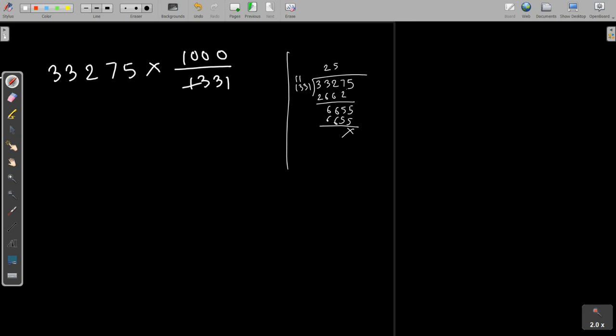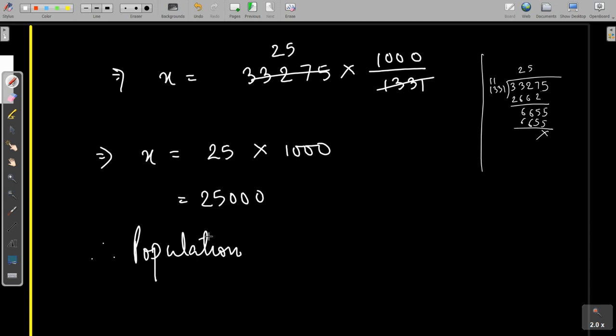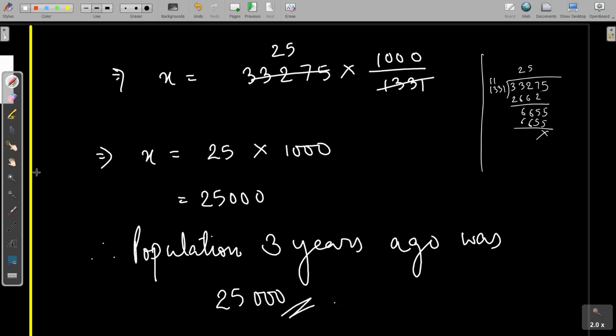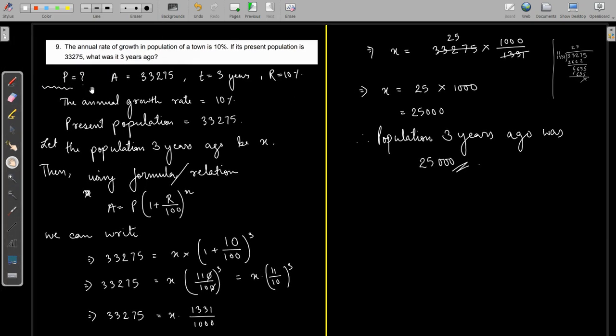So can I simply cross this off and say I have 25 here, and then it would give me X is equal to 25 multiplied by 1000, which is 25,000. So the population 3 years ago was 25,000. That's it. Okay, so this was all. Question number 9. This is how we are supposed to write down all the steps of questions which are language based. Whenever the question is giving context, you have to utilize the context by writing down these statements.